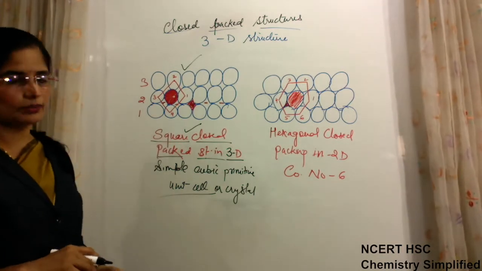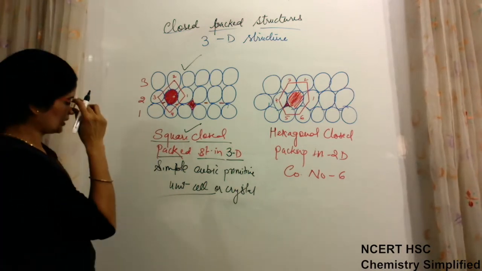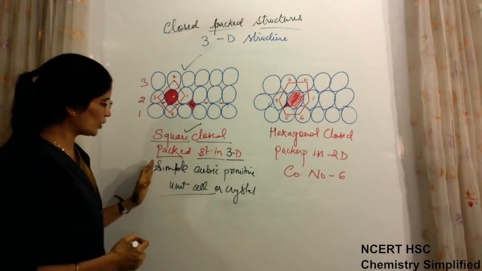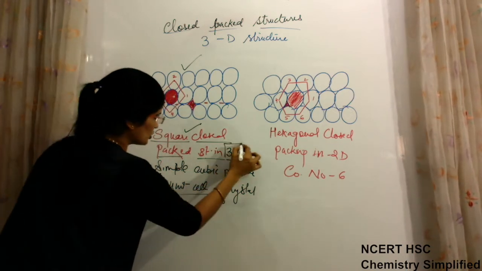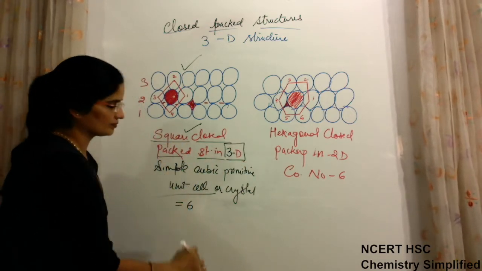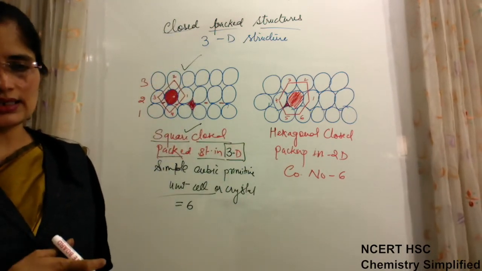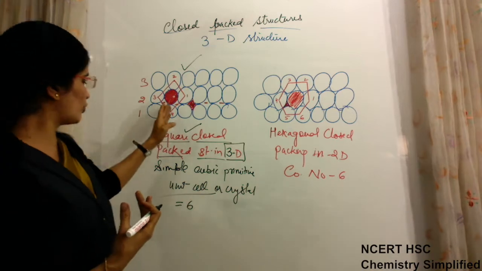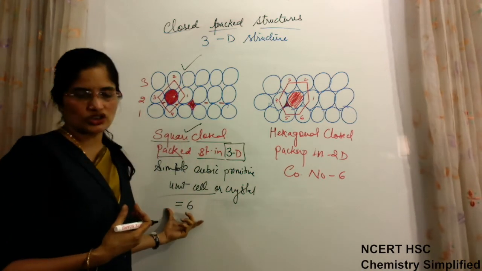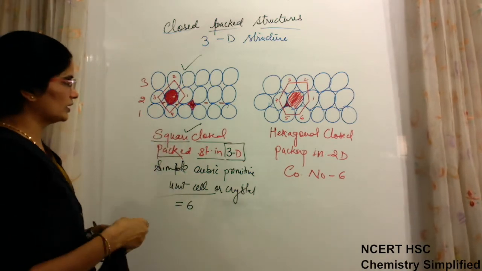Now its coordination number. When the arrangement becomes three-dimensional, the coordination number in 3 dimension for a square close packed structure is 6. Now how it comes we will not do, but it is 6. In 2 dimension it was 4. Now for 3 dimension square close packed structure has coordination number 6. Okay.